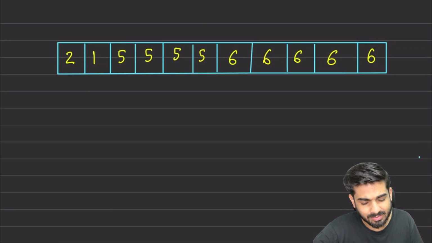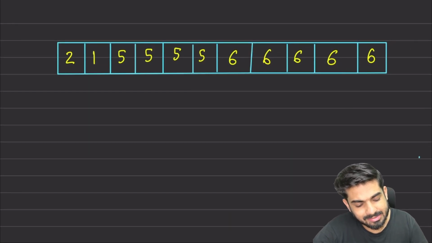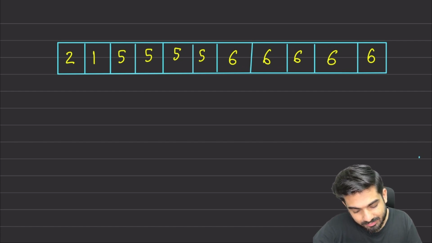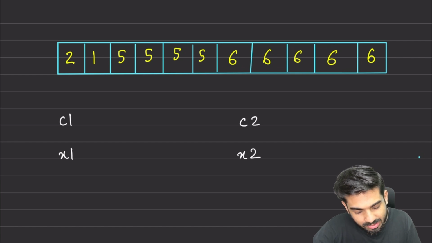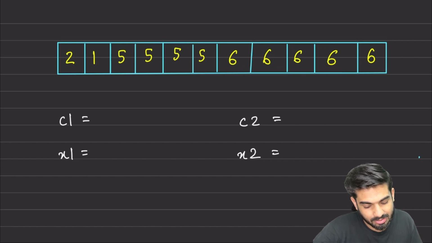Let's start with this part. In this example, we'll take two variables. The first variable will be C1 and X1. Then we can take C2 and X2. So I am taking two variables, as I was taking in the previous question, and now I'll try to calculate.